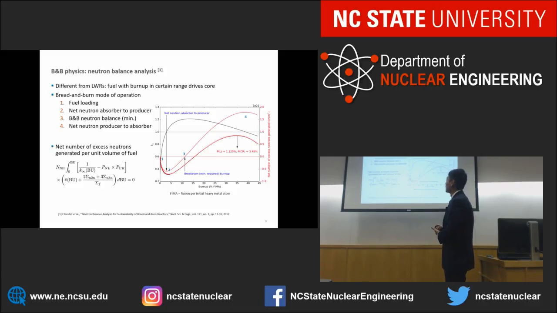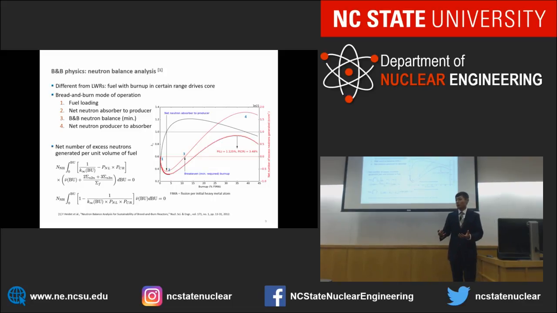And so if we look at this net number of excess neutrons, which is just the neutron balance between the production and the loss. So this is production, right? And then you have a loss from leakage, for example. We call this the neutron balance. We plot this term as a function of burnup. This is the red curve.